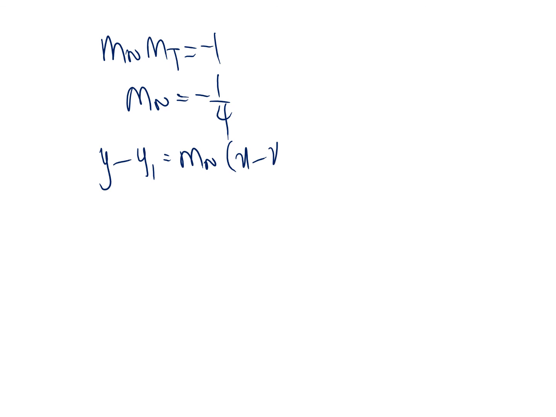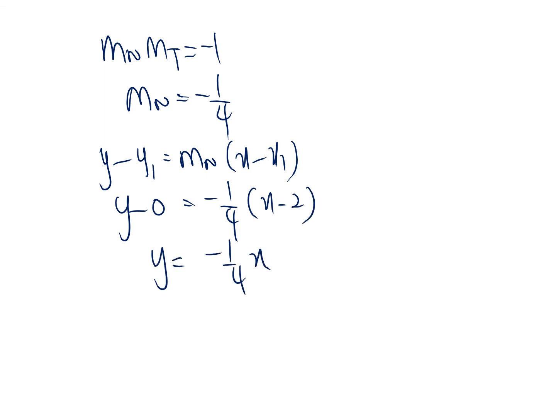Since mn times mt equals -1, that means the gradient of the normal will be -1 over 4. Using y minus y1 equals m normal (x minus x1). So y minus 0 equals -1 over 4 (x minus 2). So y equals -1 over 4 x plus 1 over 2. This is the equation of the normal.